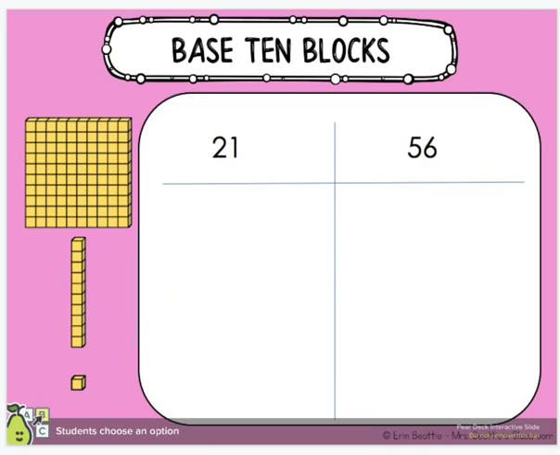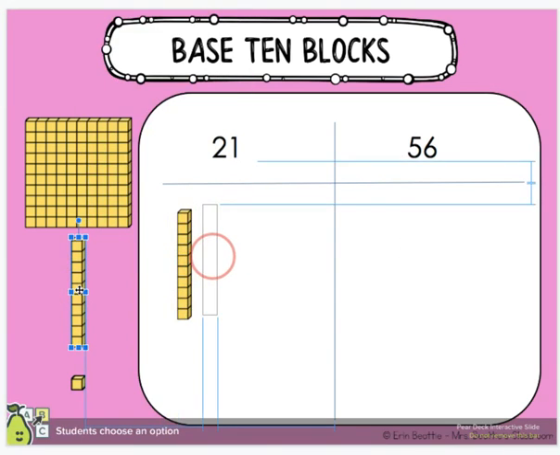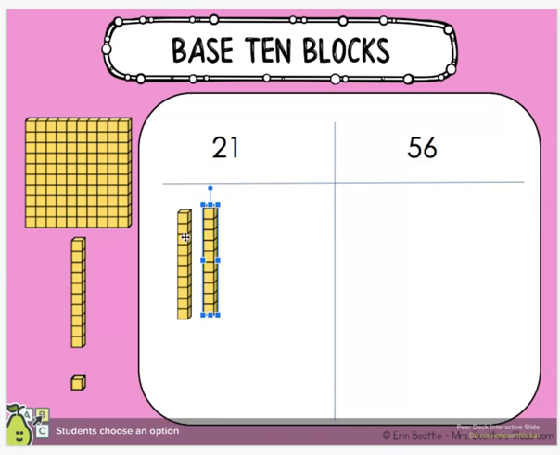Let's try another one. Here we have the numbers 21 and 56. Again, I'm going to look at my tens and ones place to determine how many base 10 blocks I'll need. So under the tens column for 21 is the number 2. So I'm going to use 2 tens. So I have 10, 20. And then in my ones place, I have the number 1. So I have now represented 21.